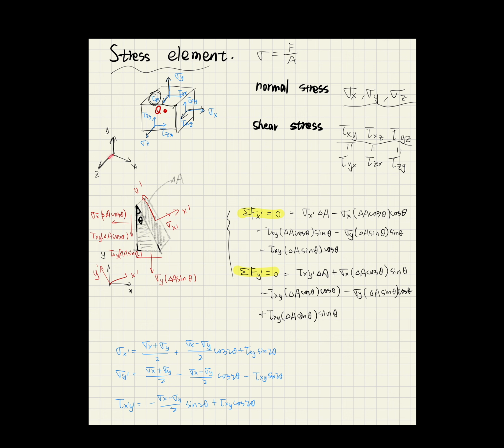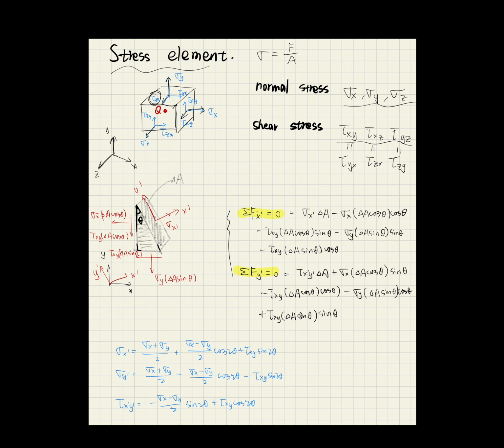If we have a coordinate system like this, x is here, y is here, z is here, then this plane perpendicular to x, we call it x plane. This plane we call it y plane, and this plane we call it z plane. The normal stress on x plane is sigma x. The normal stress on y plane is sigma y.